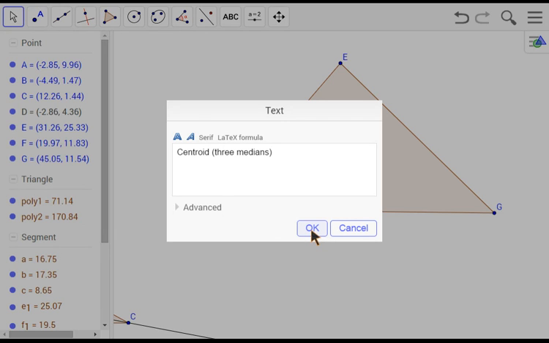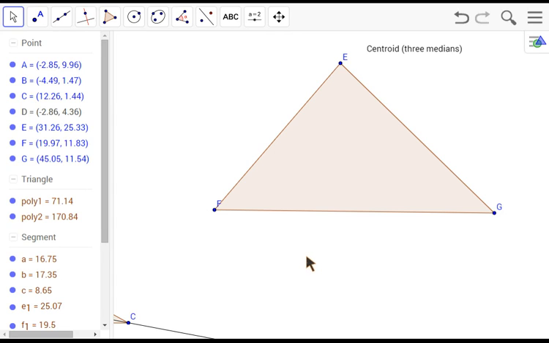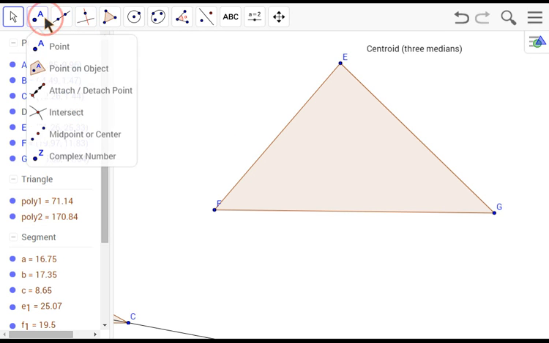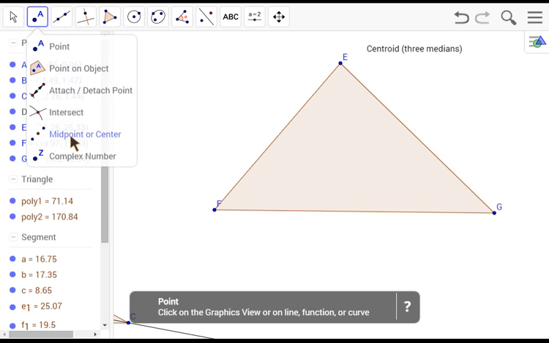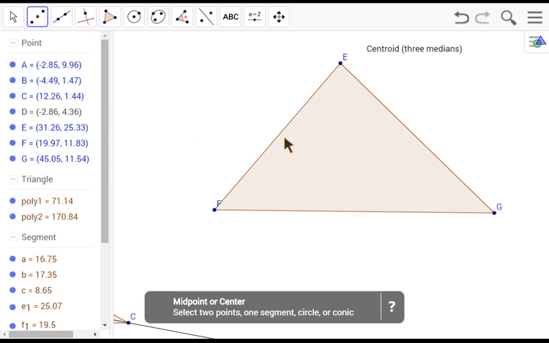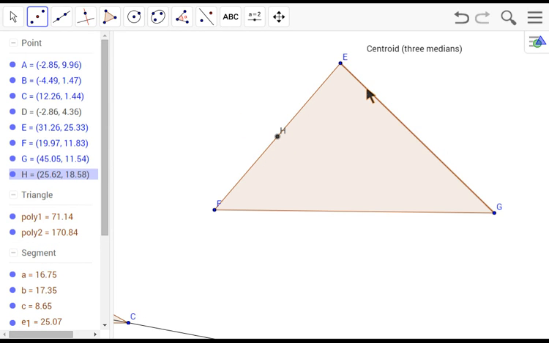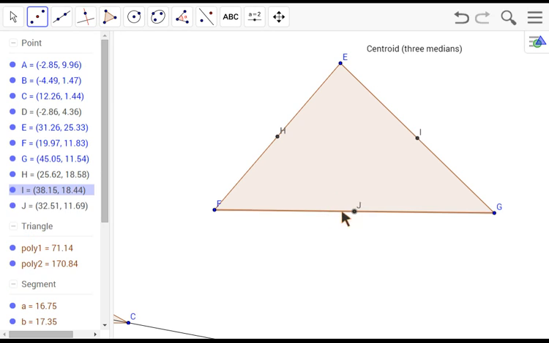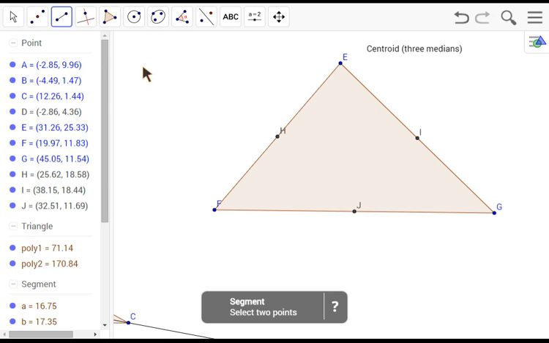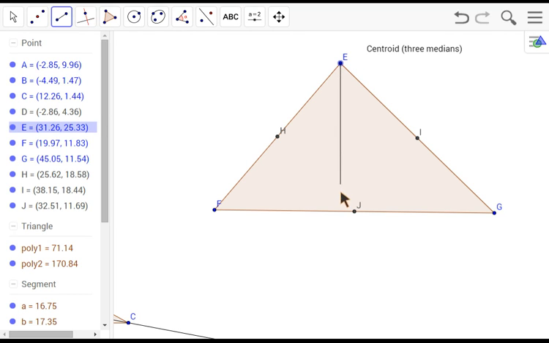That's where you connect the endpoint, or the corner or vertex of a triangle, to the midpoint of the other side. So you're going to want to find the midpoints for the 3 sides. You can use the perpendicular bisector or the midpoint tool. So I'm going to click midpoint, midpoint, midpoint. There's my 3 midpoints. And go ahead and connect the vertex to the opposite midpoint.